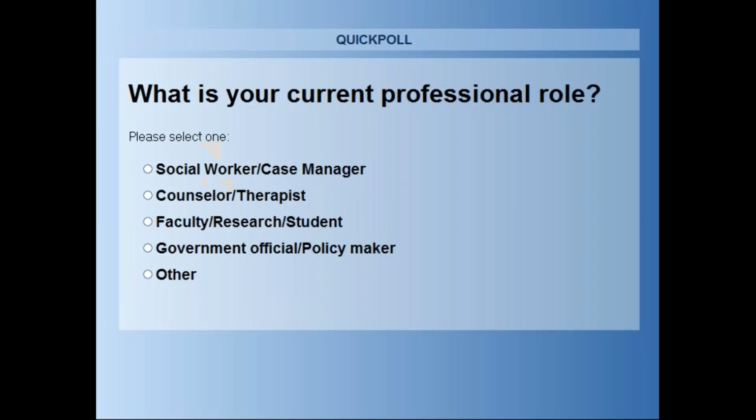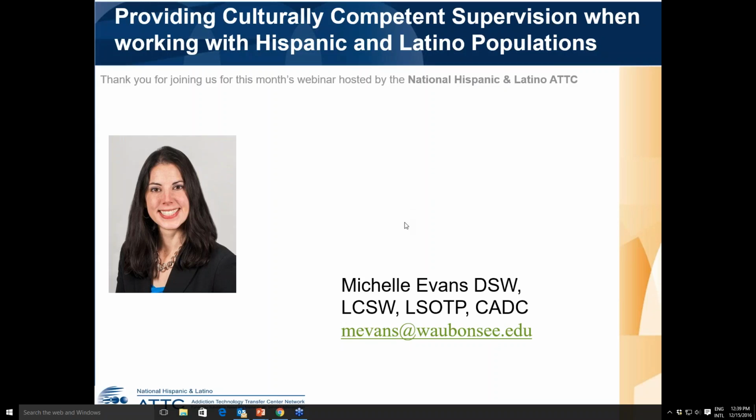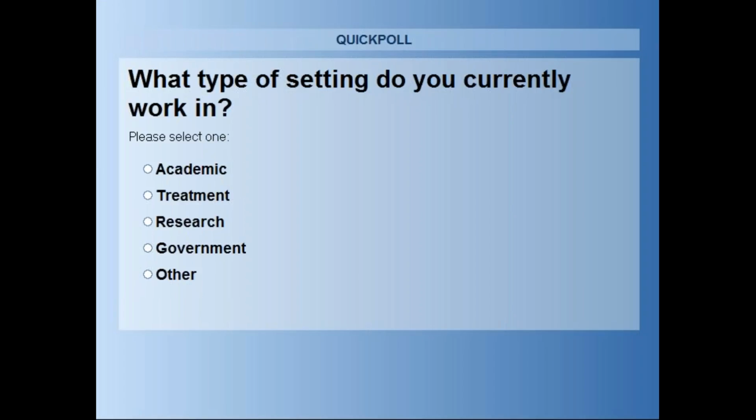What is your current professional role? Okay, so for this question we have 14% social worker, 29% counselor or therapist, 10% faculty, research or student, 15% government official or policymaker, and 34% other. What type of setting do you currently work in? And we have 6% academic, 35% treatment, 5% research, 32% government, and 22% other.